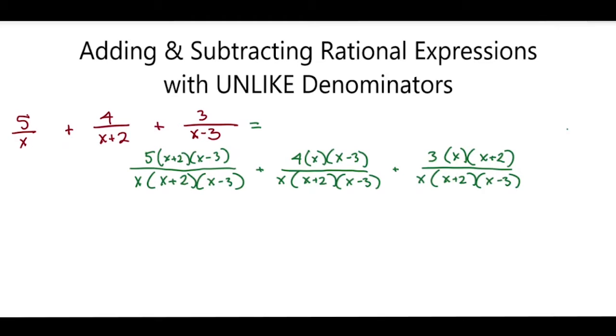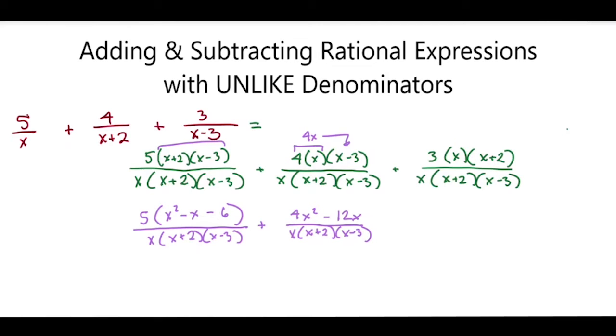And what I'm going to do now is simplify the tops of the fractions. So I'll do FOIL on the first one here. So I'll have 5 times x squared minus x minus 6 all over our denominator, plus. Now here I have 4 times x, and that's 4x. And then I will multiply that by x minus 3, so I'll do the distributive property.